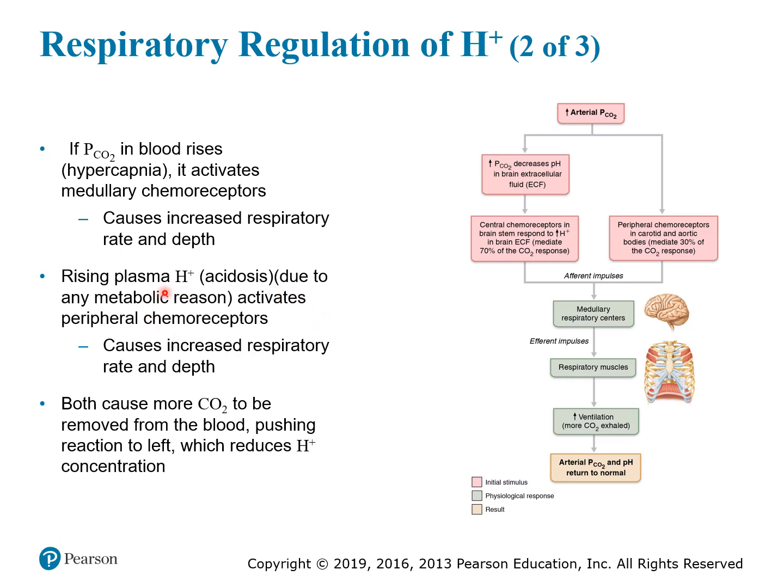And this stimulates the peripheral chemoreceptors, and the result is the same. They also cause increased respiratory rate and depth. And both of these reactions cause the carbon dioxide to be removed from the blood, pushing the reaction to the left, which reduces the H plus concentration. So just remember, the arrow is going to the left, and we know on the left the CO2 and water are sitting. CO2 is being made, and then this CO2 is removed from the body. It is written on the slide, it pushed into the left.